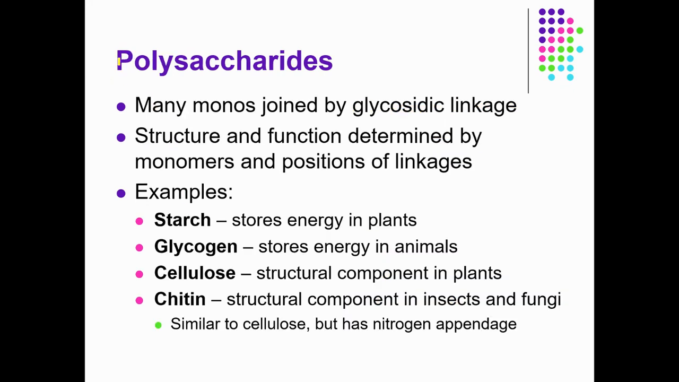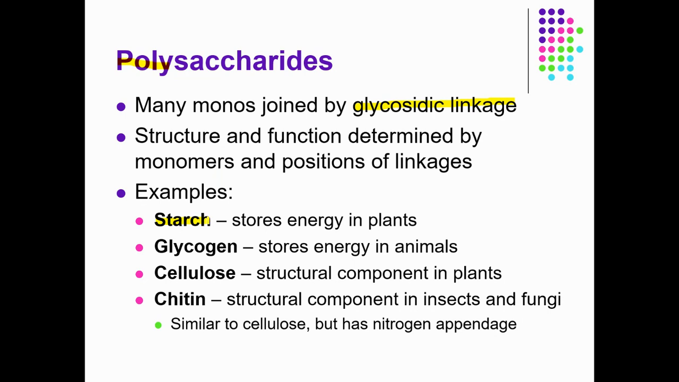And then the last group are your polysaccharides, and poly means many. So in this case, we could be talking hundreds or thousands of monosaccharides joined together. Once again, we have that bond called a glycosidic linkage. And so depending on the monomers, which sugars are making up the polysaccharide, and depending on the positions of the bonds, we get different structures, which means different functions.